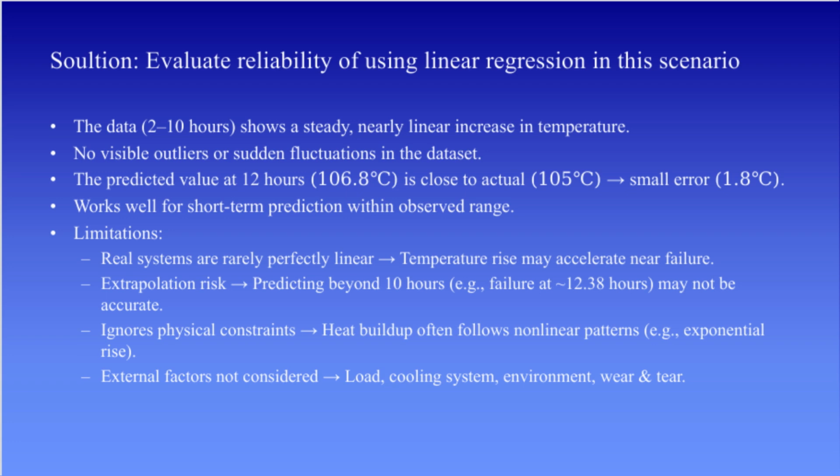When we test the model, the predicted temperature at 12 hours is approximately 106.8 degrees Celsius, which is quite close to the actual value of 105 degrees Celsius. The error is only about 1.8 degrees, which is relatively small. This suggests that the model performs well for short-term predictions within or near the observed range.